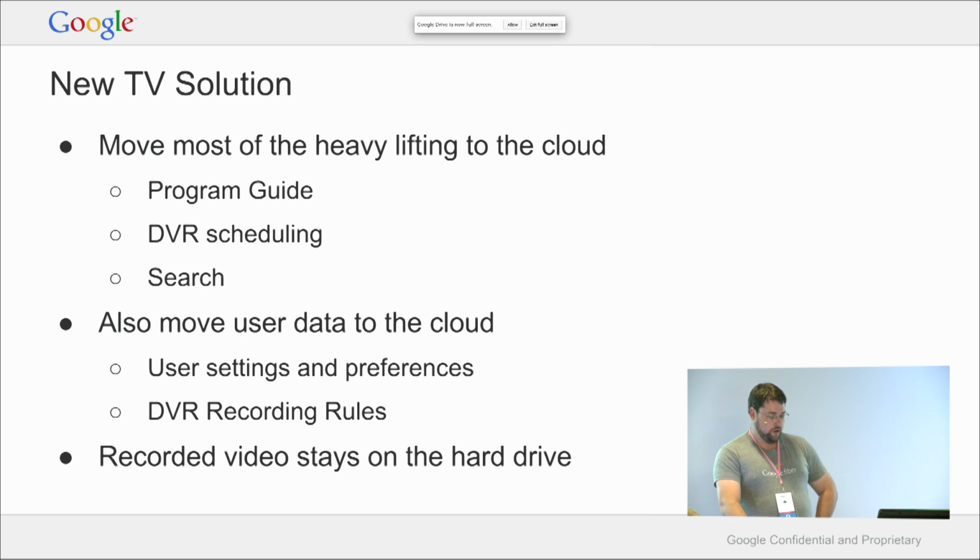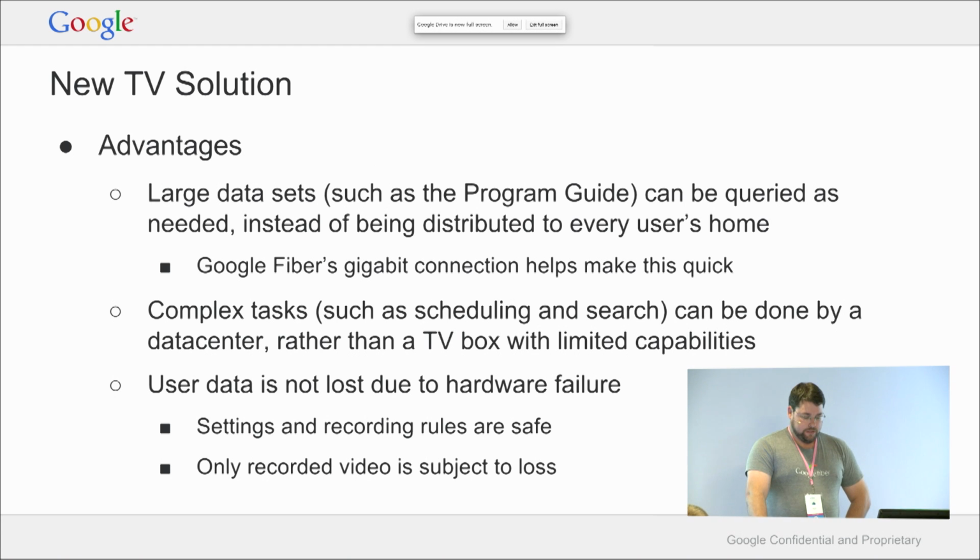At this point, recorded video is staying on the hard drive, mainly because of licensing reasons. We can't move that to the cloud. This has advantages, obviously. The large data sets, such as the program guide, can be queried instead of copied all the way down to every single device in the fleet. Whenever somebody hits guide on the remote, it just asks the data center, and the relevant piece of data comes down for, say, 7 channels in 90 minutes, as opposed to 500 channels in 2 weeks.